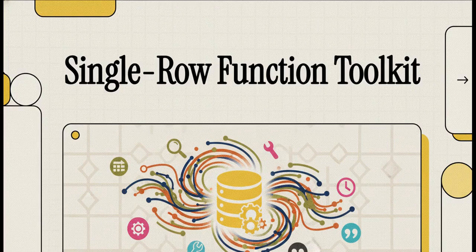If you've ever had to work with data, you know the pain, right? That feeling of getting data that's just messy and inconsistent. Well, today we are diving into a secret weapon in Oracle SQL that turns all that chaos into pure clarity. It's the single row function toolkit, and trust me, mastering this is a total game changer for anyone in a tech role.